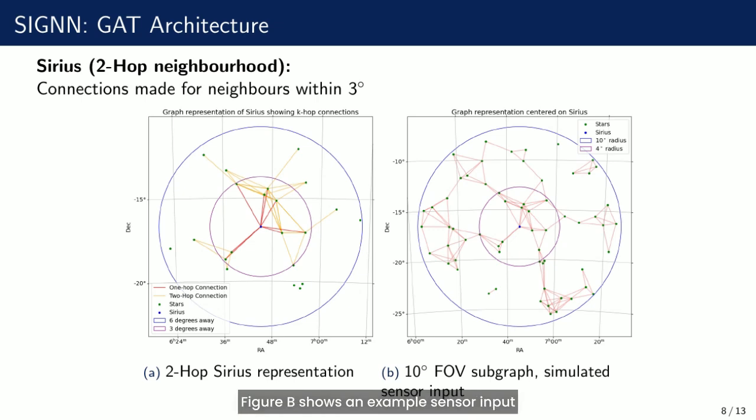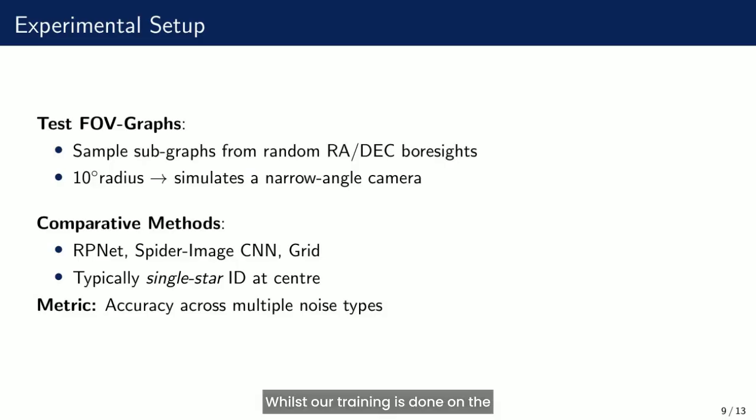Figure B shows an example sensor input simulated with Sirius at the central bore site. A sensor image would be converted into this graph representation, and then the star identities for each node predicted. Whilst our training is done on the entire celestial sphere graph at once, creating noisy variations using a parametric data loader, testing, in order to represent the input from practical sensors, creates simulated subgraphs like the 10FOV graph for Sirius in the previous slide.